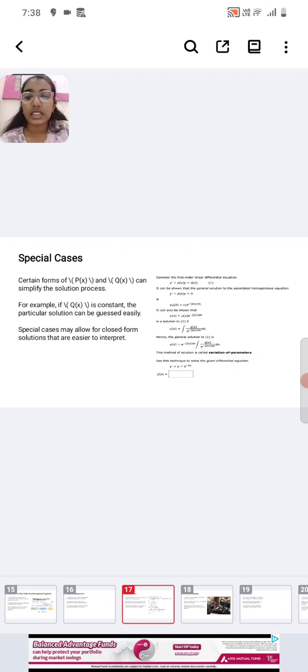Next is special cases. Certain forms of this can simplify the solution process. For example, if q of x is constant, the particular solution can be guessed easily. Special cases may allow for closed form solutions that are easier to interpret.